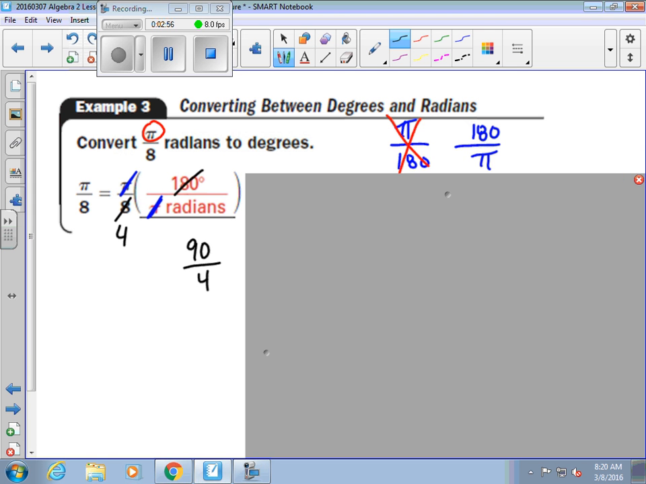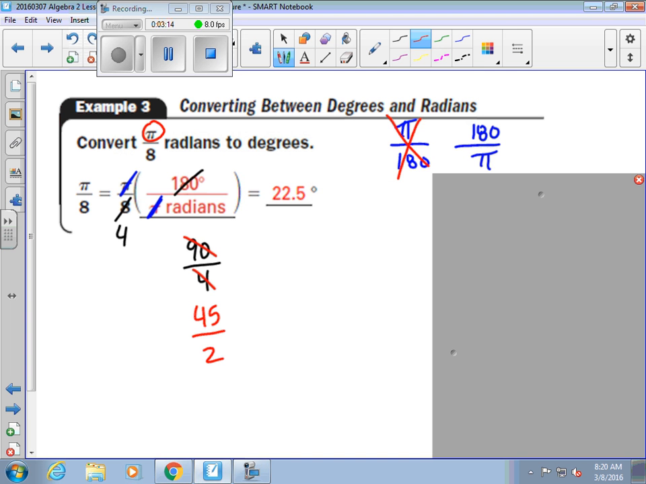Does the number 2 go into it again? Sure, they're both even. So 2 times 2 is 4, and 2 times what is 90? 45. So we have 45 over 2. 45 divided by 2 is 22 and a half degrees. 22.5. So notice, if you're ever trying to convert radians to degrees, if you don't eliminate pi, you did something wrong. If you're making radians, you have to have pi at the end. If you're making degrees, you have to get rid of pi at the end.